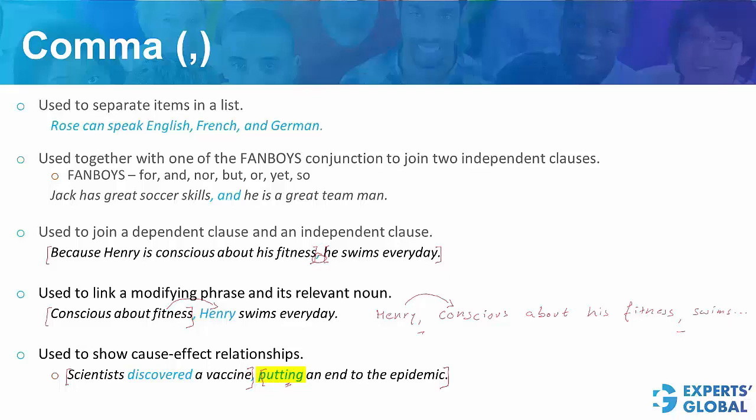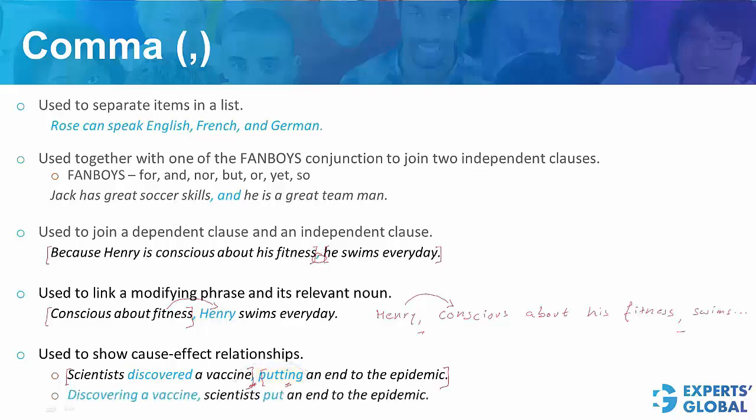Otherwise, imagine multiple words would be needed. Something like, scientists discovered a vaccine and as a result, put an end to the epidemic. This construction here, simply a comma and then a present participle, concisely conveys a cause-effect relationship. Very, very important on GMAT. It could be the other way also.